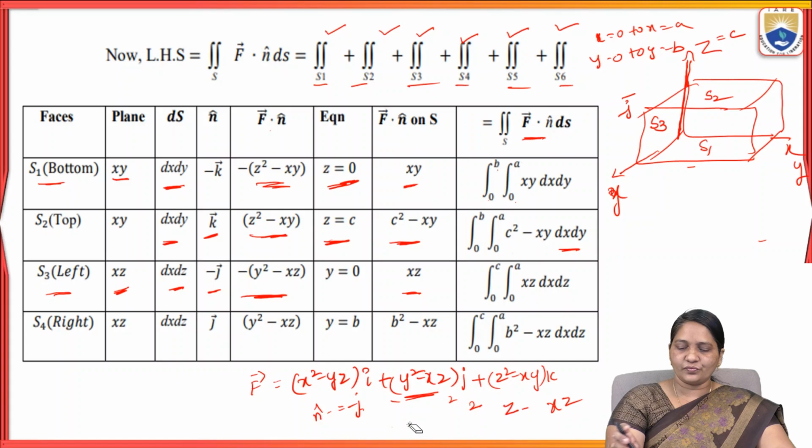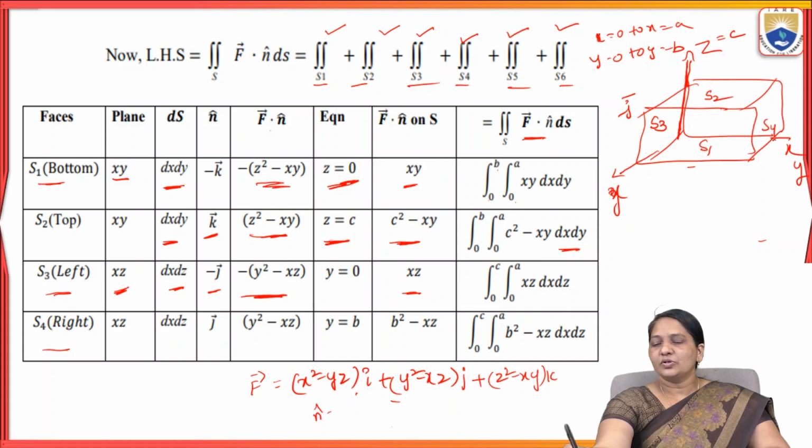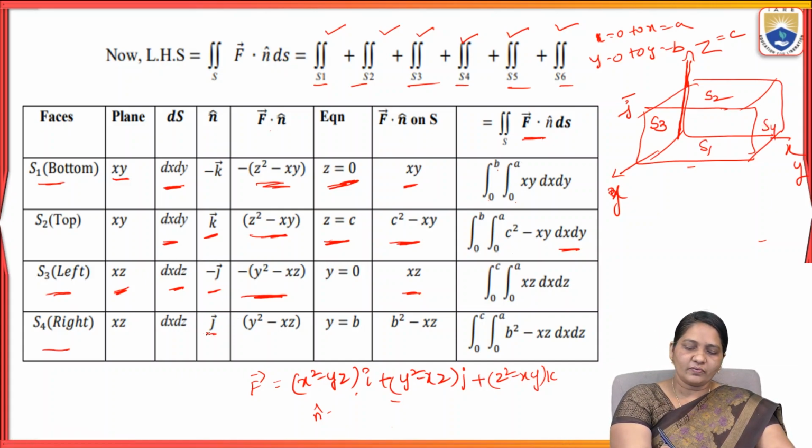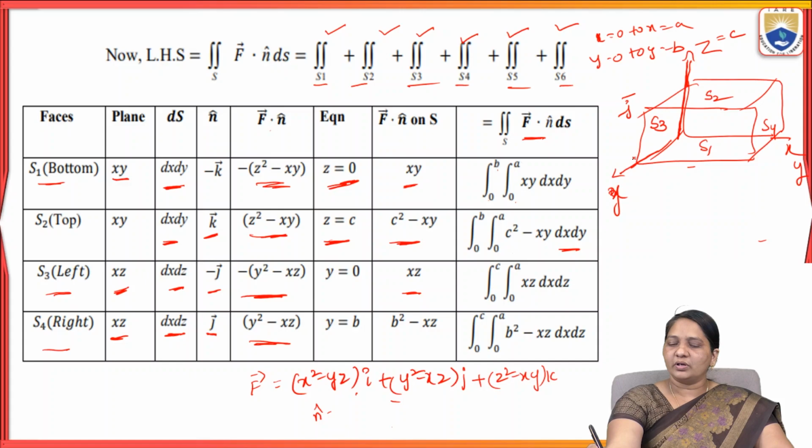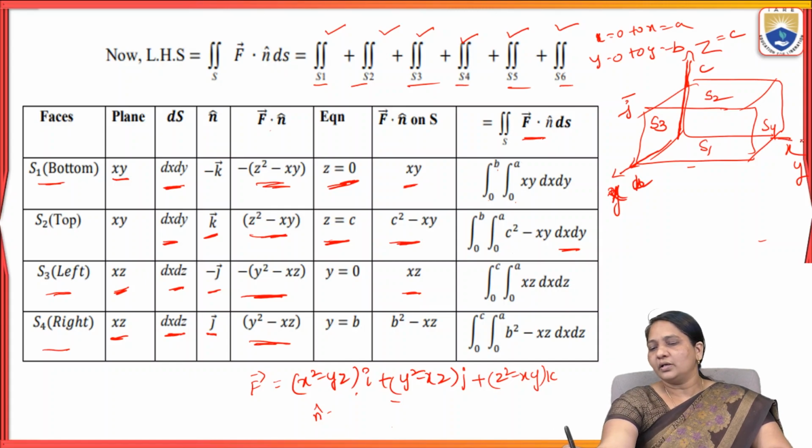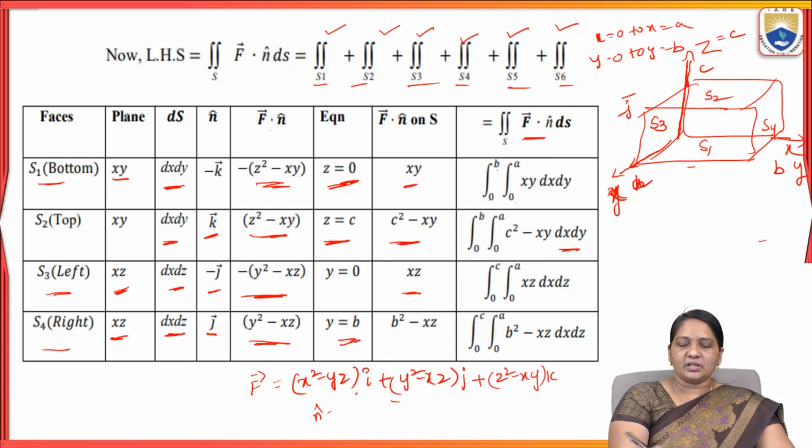Now we are moving to S4. Before, we took minus j bar, so now we will take plus j bar. This is the xz plane only, so dx dz. When you multiply with n cap j bar, we get y square minus xz. Along this axis the value is b. This is c, this is x, this is a, and this one is b. So here the y value is b, which means we got b square minus xz. In place of the function we are replacing b square minus xz, into dx dz.